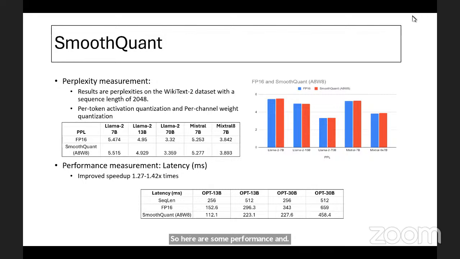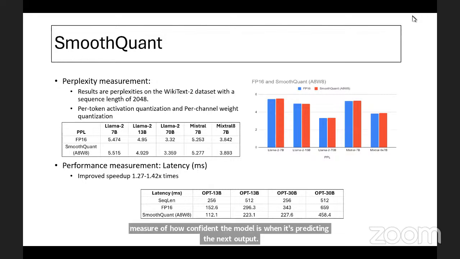I know there are a lot of metrics for LLM performance measurement, and I think that's a different topic altogether. So here we discuss some basic perplexity measurement on Wiki as well as performance measurements through latency. And as you can see, they're able to do a reasonable job without much degradation in terms of accuracy. Again, for those uninitiated, perplexity measurement is essentially a measure of how confident the model is when it's predicting the next output. And usually the lower, the better.